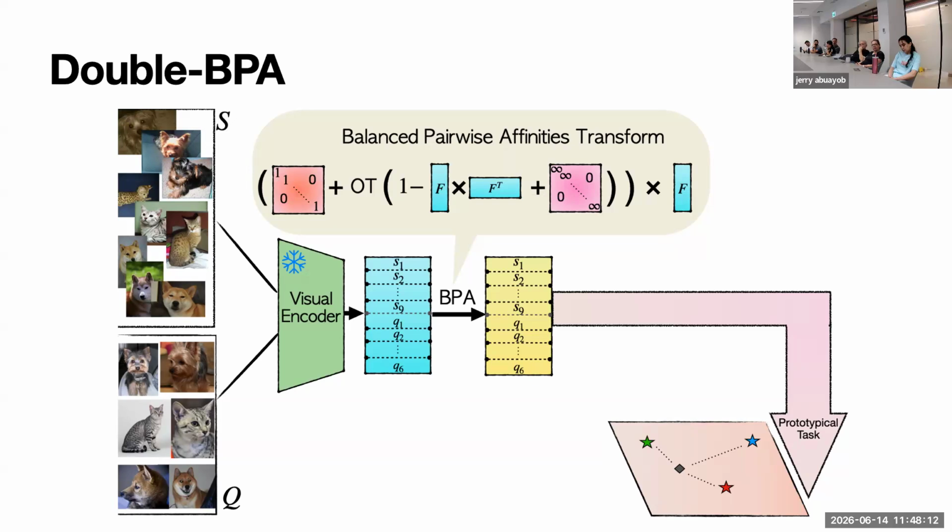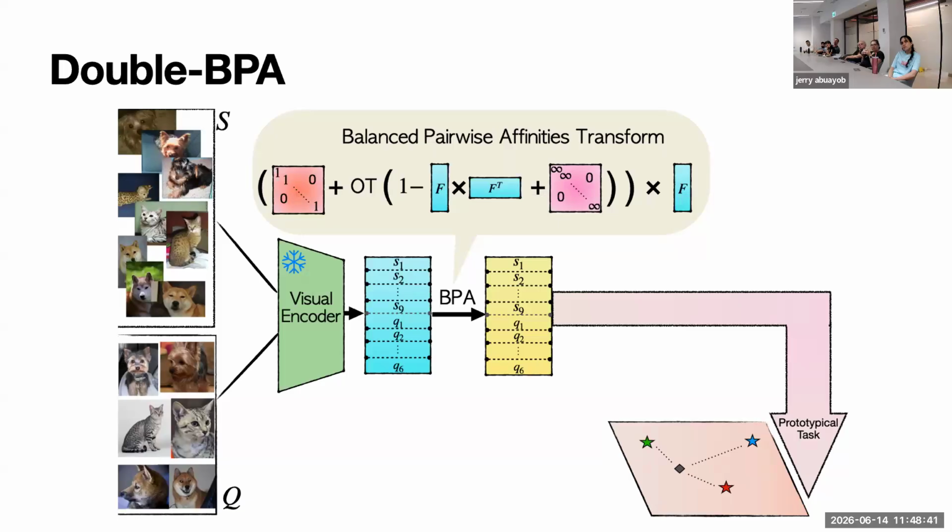And after the BPA transform, we can just do the prototypical task, and this has proven itself to be a better algorithm for clustering. This has greatly enhanced the prototypical accuracy by itself. So what is our contribution? Since this BPA transform mimics the attention mechanism, we can mimic the transformer with it.